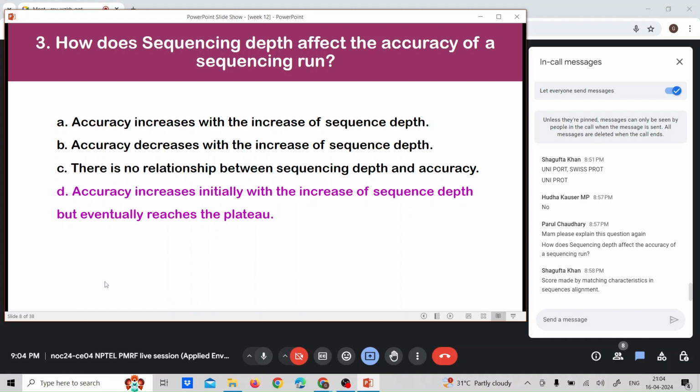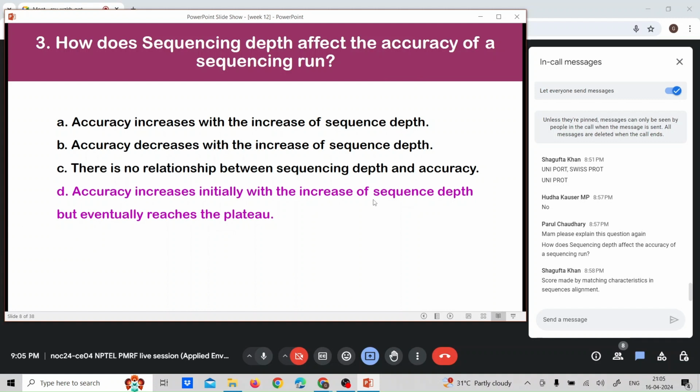Your accuracy keeps on increasing up to one point, and there you know for sure that this is what is going to happen. So even if you perform the same experiment again and again and again, you're going to get only that value or that reading. At that point, it goes to a plateau. Your accuracy no more increases.